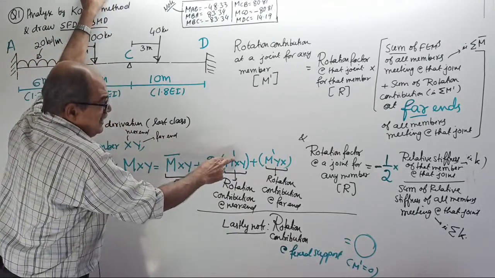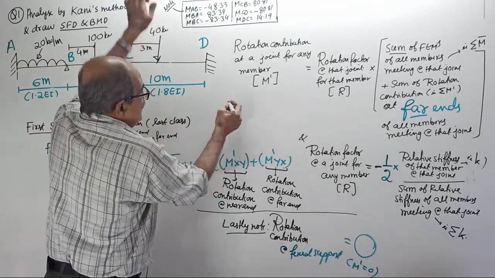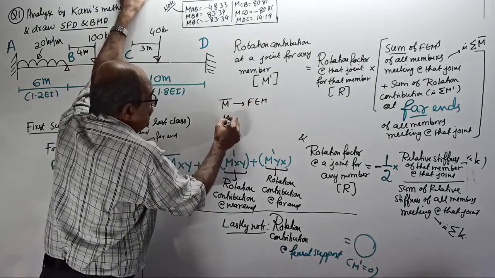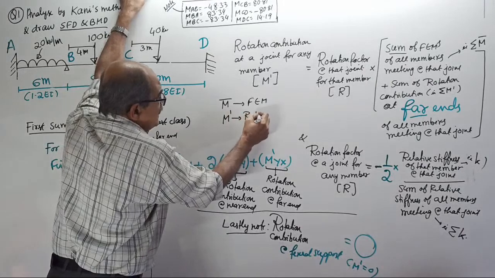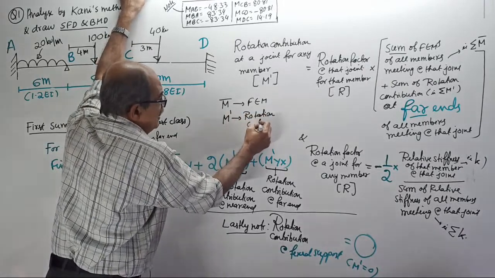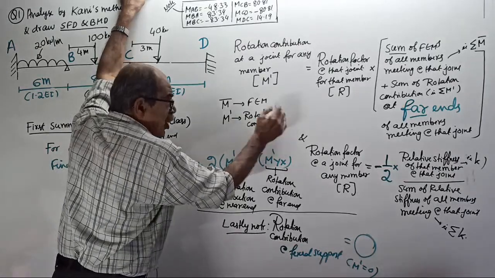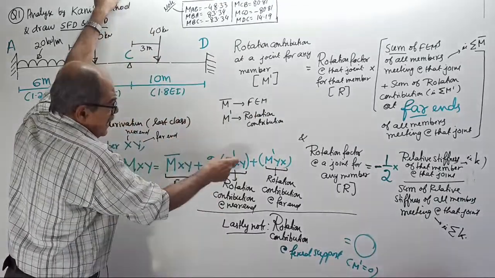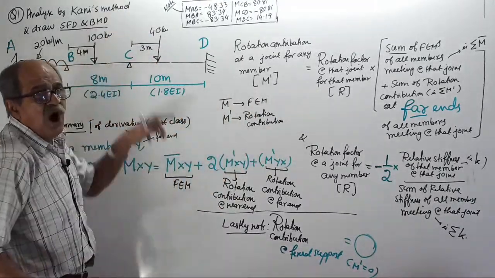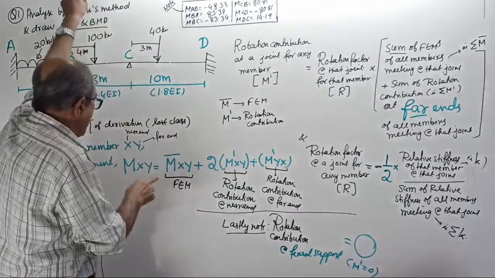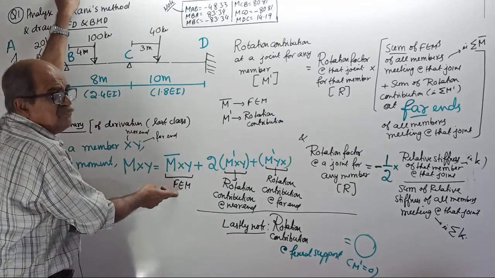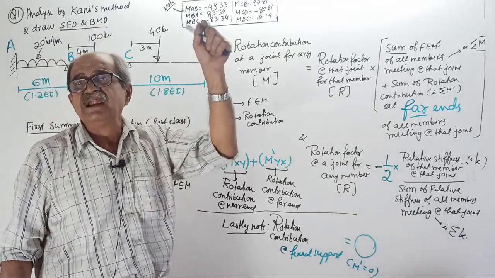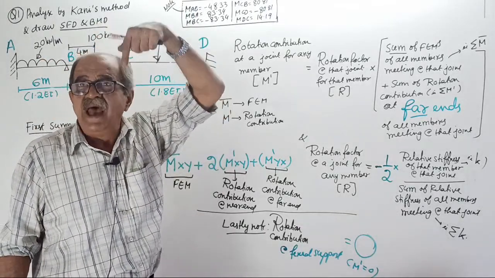Remember, in our class, M bar means fixed end moment. M dash means rotation contribution. Be very careful. Once you understand everything, today I will do it slowly. Rotation contribution: so, 2 times M dash XY plus M dash YX. Or, if you want to write in words, final moment equals the corresponding fixed end moment plus 2 times the rotation contribution at the near end, where you want the moment.